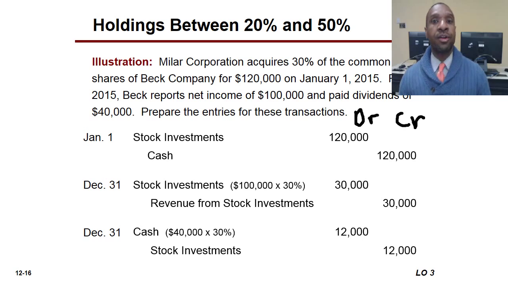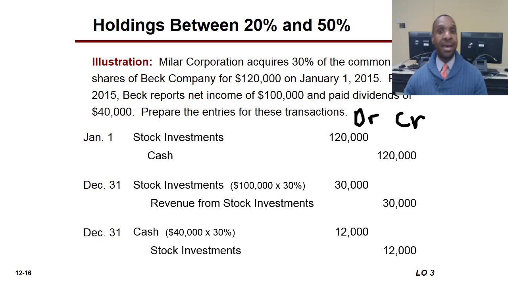So now we're working with Milar Corporation. That acquires 30%. So we're just over that 20% number. The 30% of the common shares of Bet Company for $120,000 on January 1st, 2015. Everything is on January 1st. I really like this. Now, for 2015, Bet reports net income of $100,000 and it paid dividends of $40,000. Prepare the entries for these transactions.